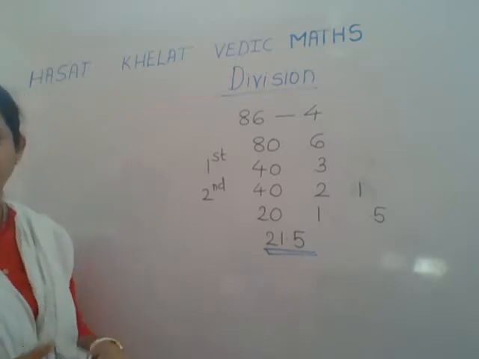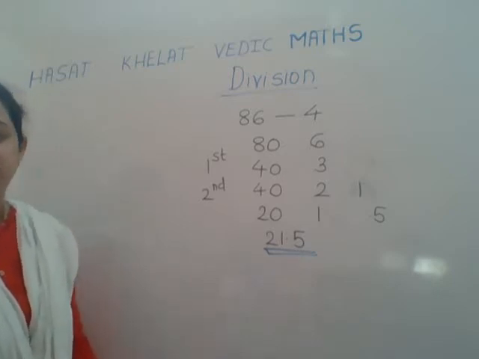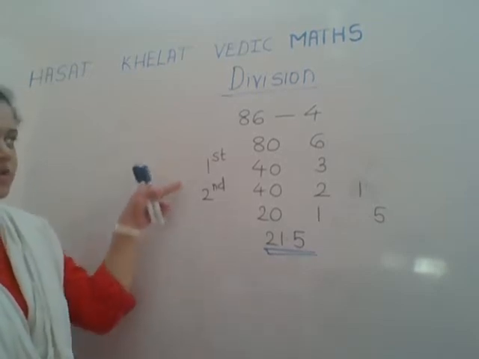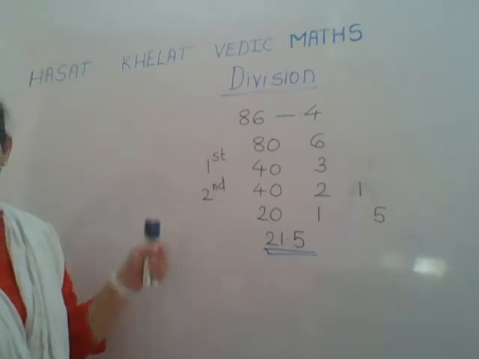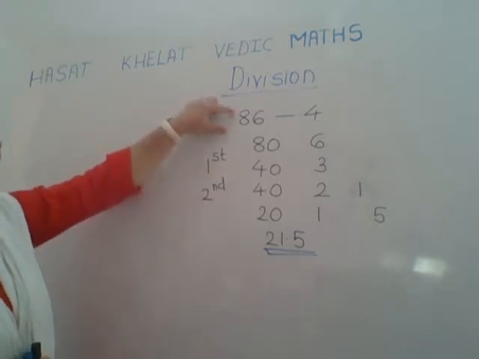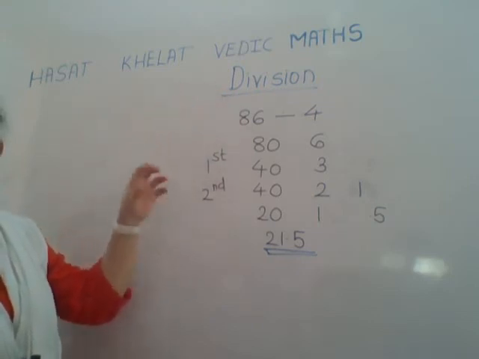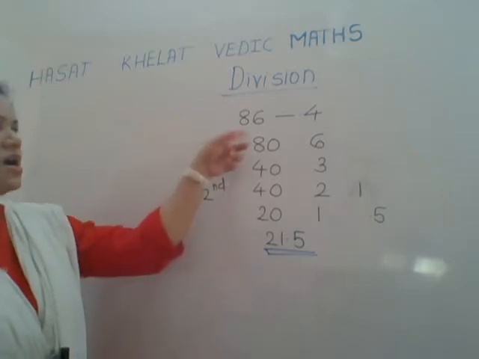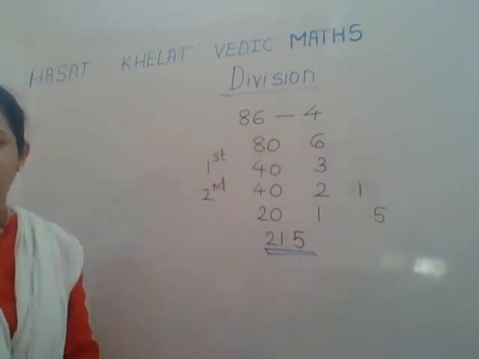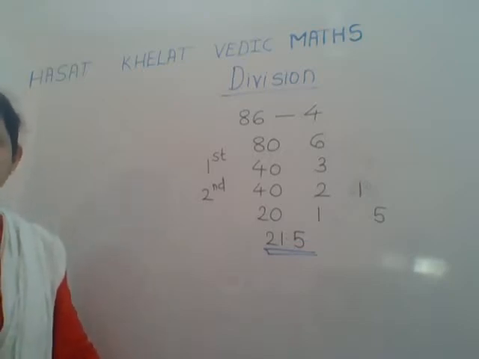Is it easy? 21.5. 86 divided by 4. We just have to add. See, when you look at the example this way, there is no need to write anything on paper. Just by thinking how this number can be split, make half of that, then half again, and you will get the answer for 86 divided by 4. Is this method clear to you?